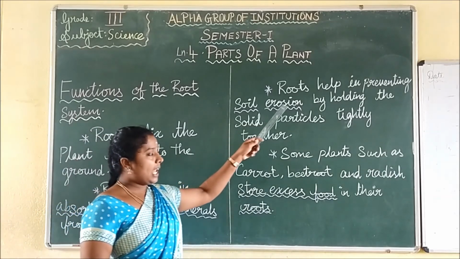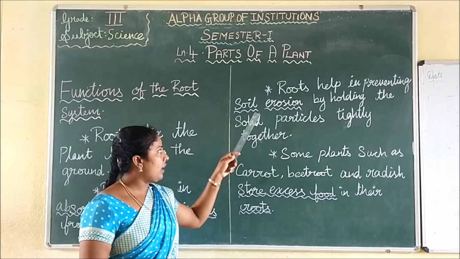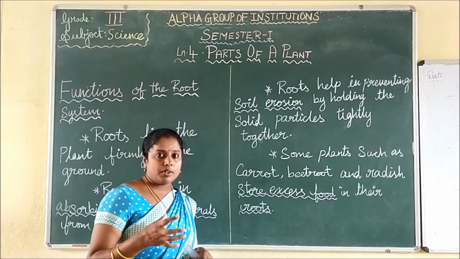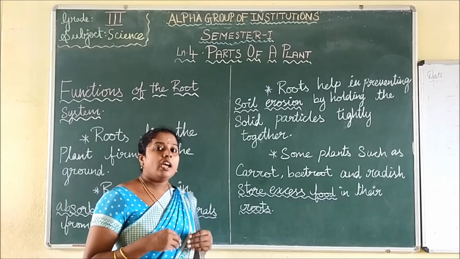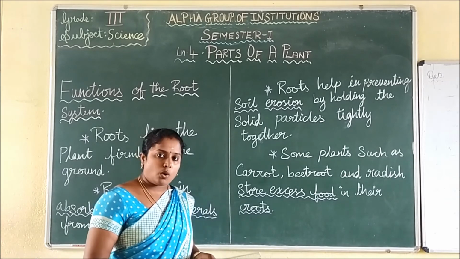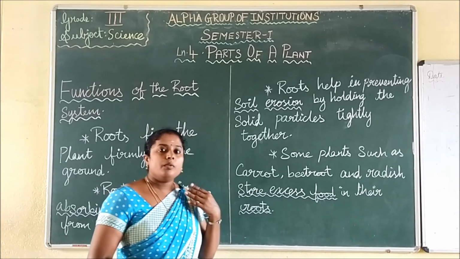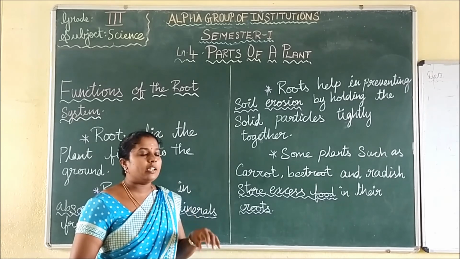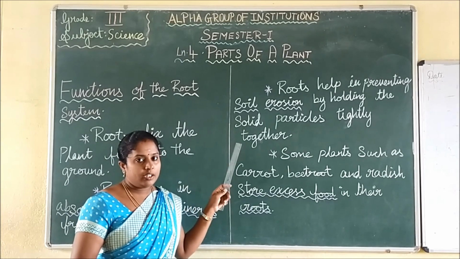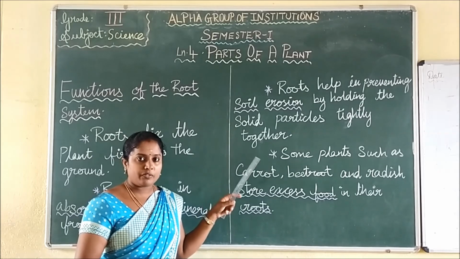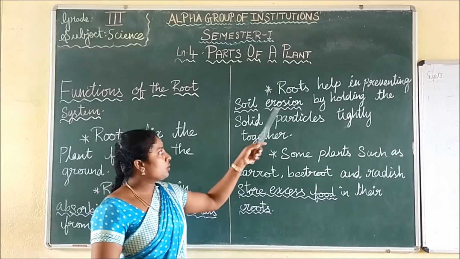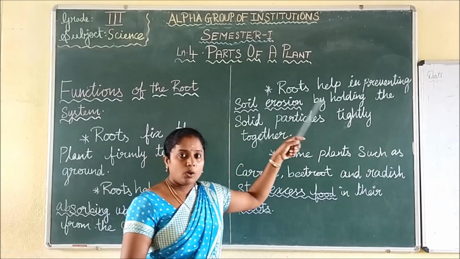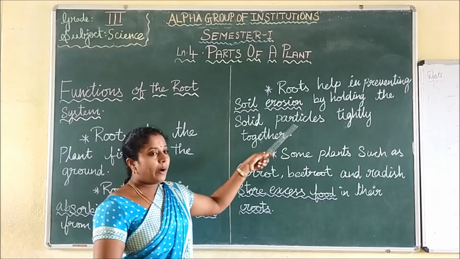Next, roots help in preventing soil erosion. Soil erosion means what? The nutrients and minerals from the soil get eroded, that means destroyed. So to avoid that, the plants help in preventing it. So the plants are very helpful in preventing soil erosion. Roots help in preventing soil erosion by holding the soil particles tight.